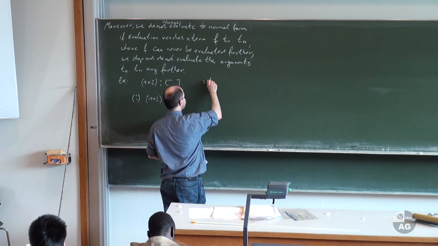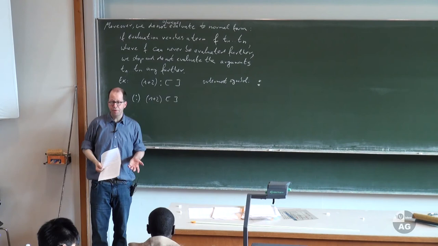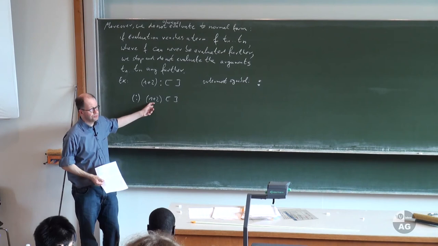So the outermost symbol is colon. And colon is a data constructor. So we know that colon can never be evaluated further. The arguments could be evaluated further. This 1 plus 2 could be evaluated further to 3. But we don't do this anymore. We stop at this point.